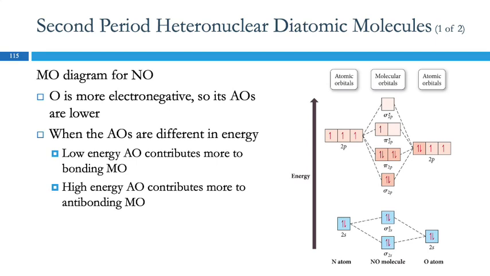If we look at heteronuclear diatomic molecules, things get a little more interesting. So here's the molecular orbital diagram for NO, right? Oxygen's more electronegative than nitrogen. So oxygen's over on this side and nitrogen's on this side. This is more electronegative, and so its orbitals are going to be a little lower in energy. But they're still going to make the same types of molecular orbitals.